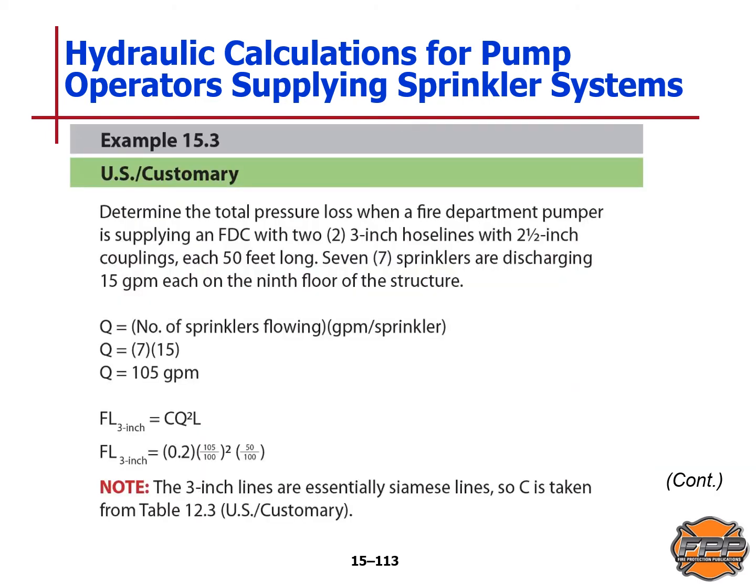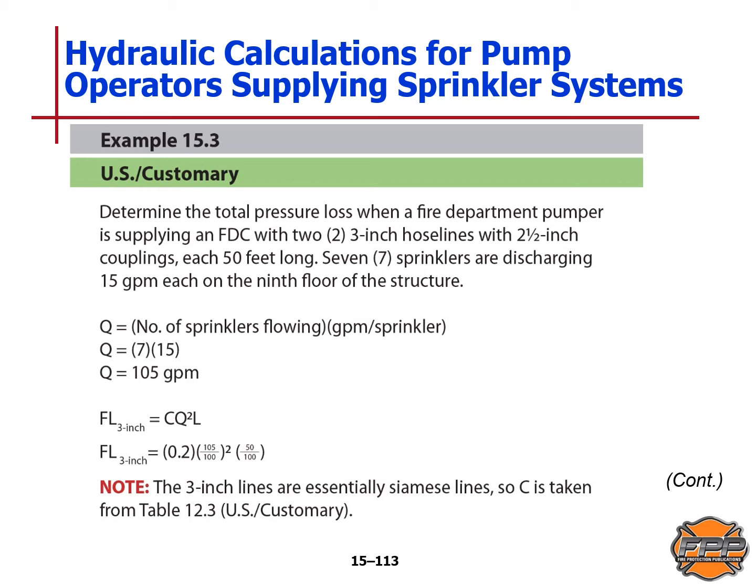Here's example 15.3 from your book. Determine the total pressure loss when a fire department pumper is supplying a fire department connection with two 3-inch hose lines with 2.5-inch couplings, each 50 feet long. 7 sprinklers are discharging 15 gallons per minute each on the 9th floor of the structure. Q is the number of sprinklers flowing times GPM, gallons per minute per sprinkler. So if you extrapolate the math, Q is 7 times 15, so your Q, or flow rate, is 105 gallons per minute.